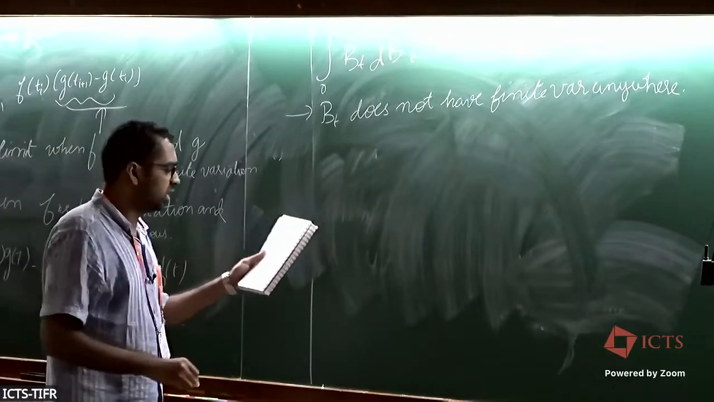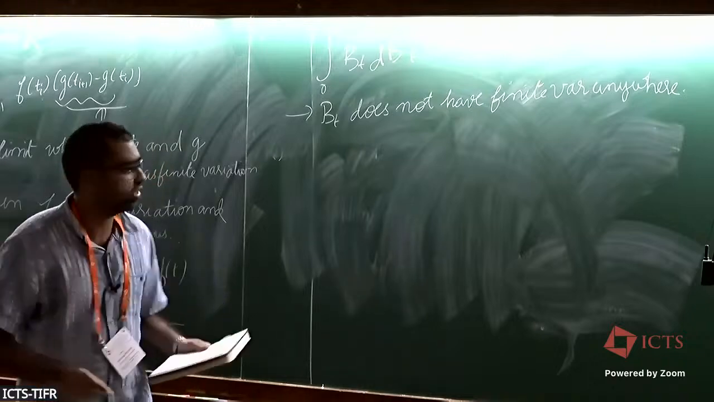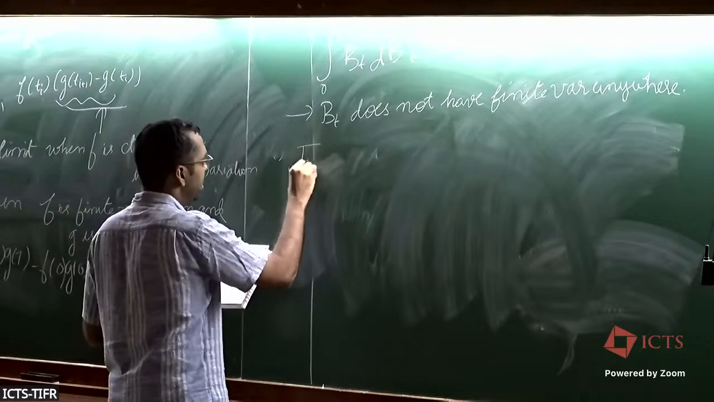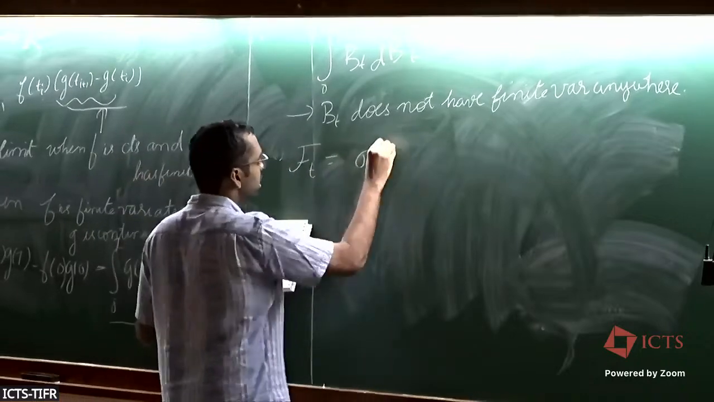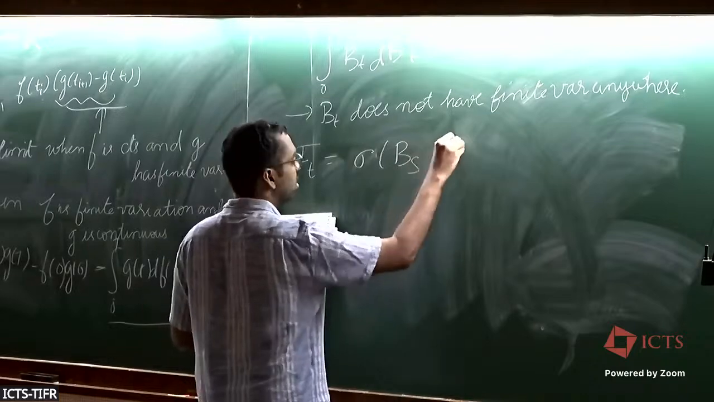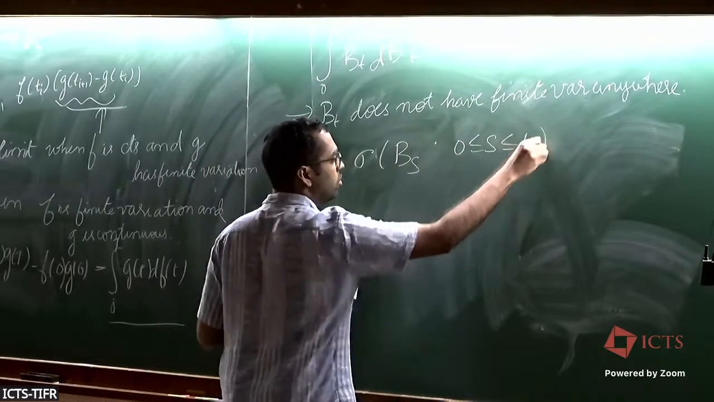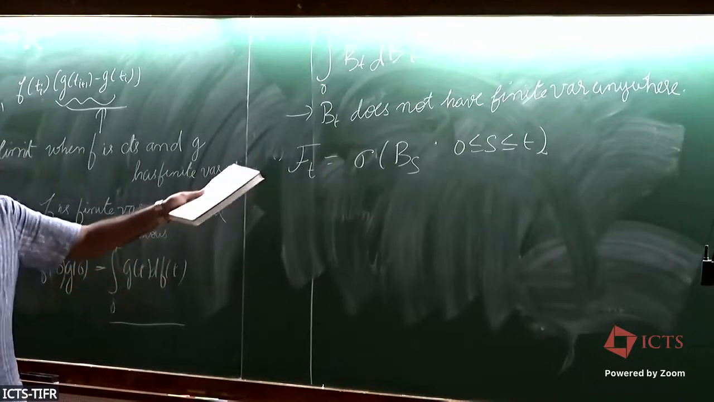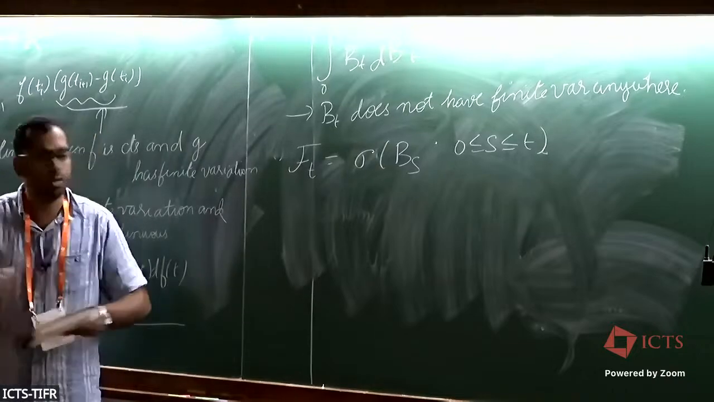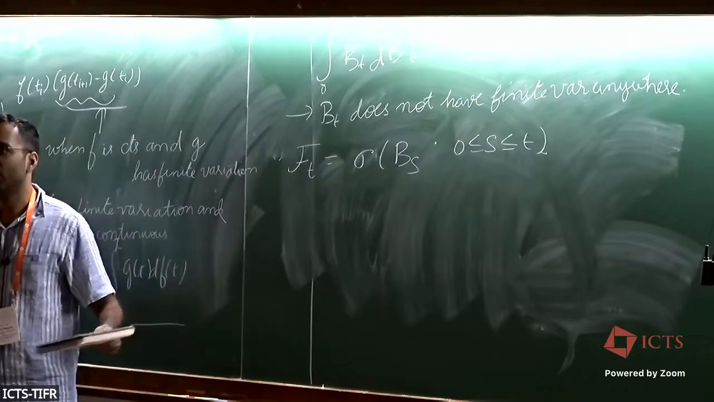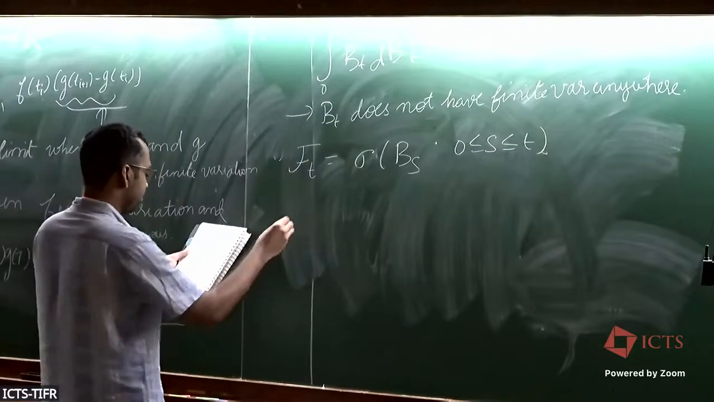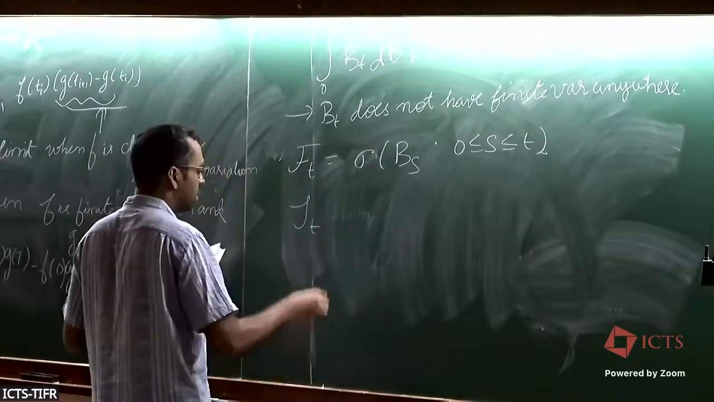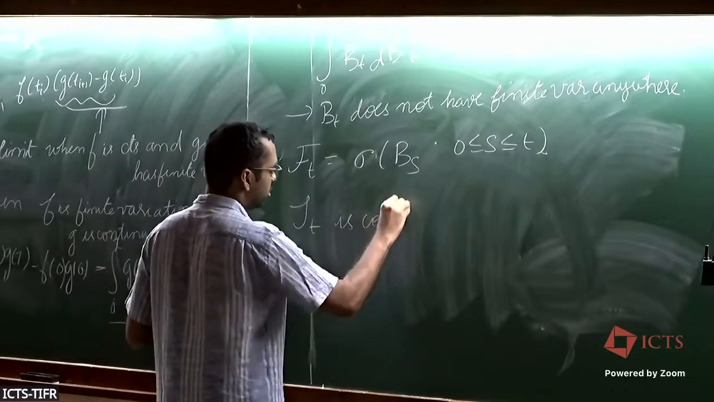So what Ito's integral does is that we want to integrate a function. Let's say we have a filtration F_t, which is sigma of B_s such that 0 less than or equal to s less than or equal to t. This is called the filtration of the Brownian motion. That is, it will contain all the information of the Brownian motion until time t, right? And then we have zeta_t, which for now, let's say, is continuous.